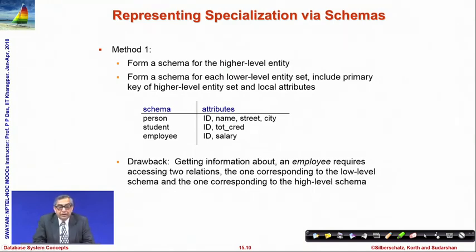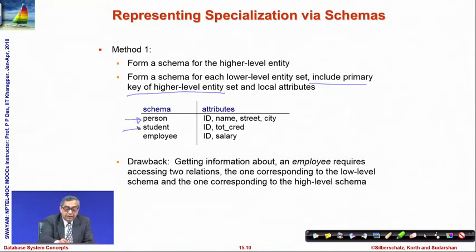Let us look at how we represent this information in the relational schema, because as we have seen, whenever we have an ER diagram, it is important to find out what is the relational schema that corresponds to that ER diagram or ER model. Here we could do this in 2 ways. One that we are showing here is to form a schema for the higher level entity. So, form a schema for person, as you can see here, person is described in terms of 4 attributes, and then form a schema for each of the lower level entity sets, where you include the primary key of the higher level entity set.